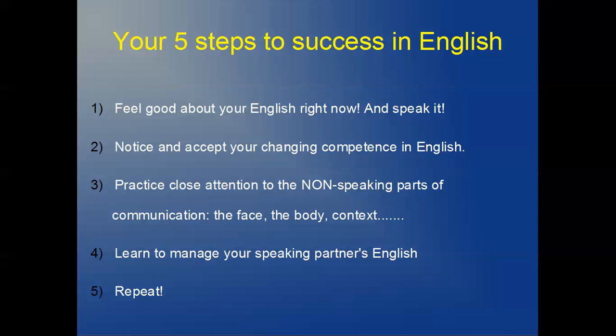Number one, I think I want you to get this message. Feel good about your English right now. The English you have right now, feel good about it. Speak it. Speak what you have. Feel good.